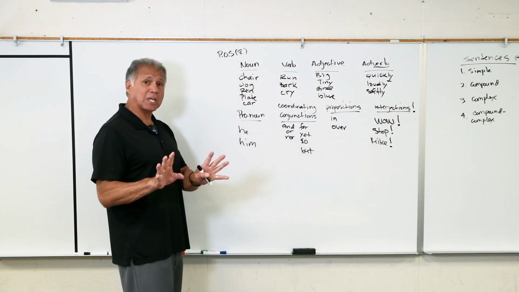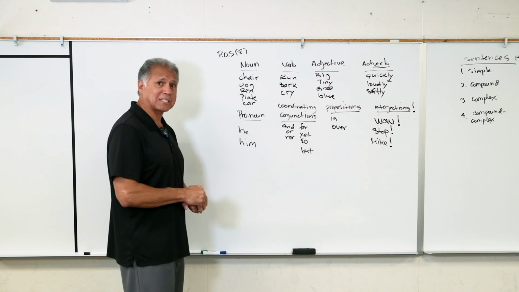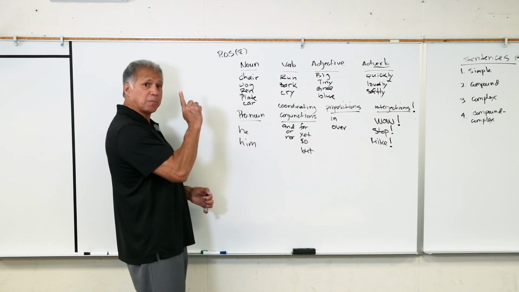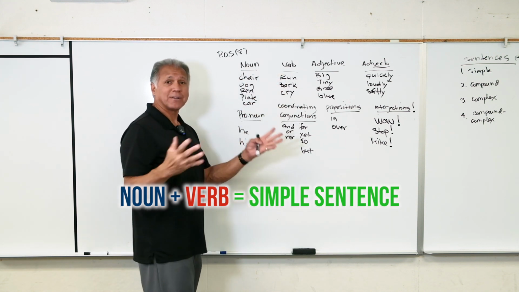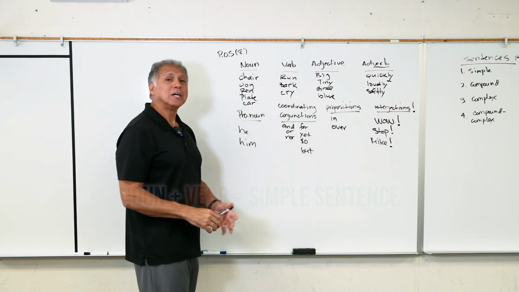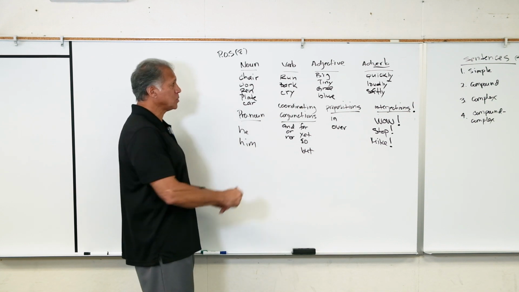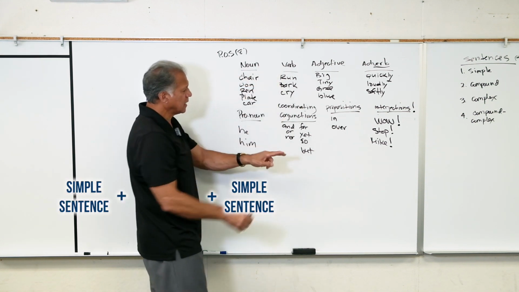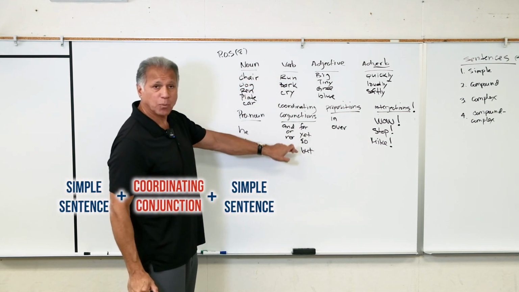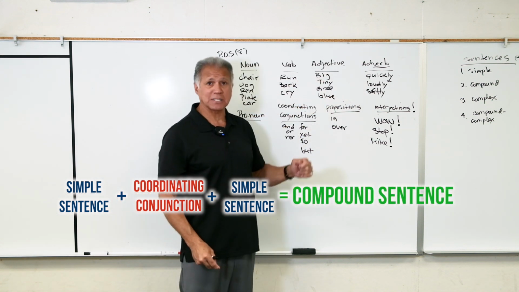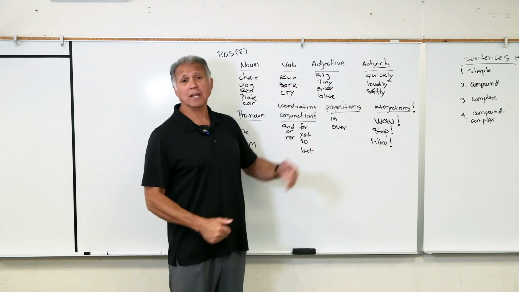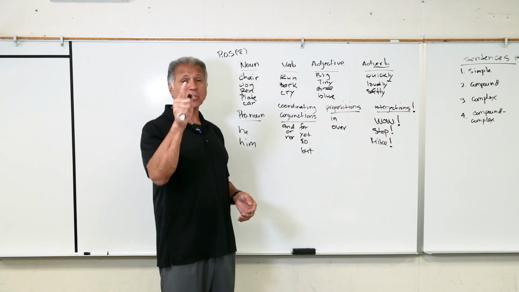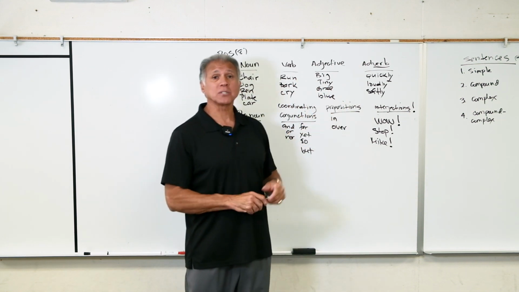To make a simple sentence, remember there's only 4 sentences in the English language. To make a simple sentence, all you do is combine a noun and a verb, and you have a simple sentence. To make a compound sentence, you take 2 simple sentences, connect them with one of these, any one of these, and you have a compound sentence. You've just learned 2 of the sentences before we even started that lesson. Okay? I'll see you in the next lesson as we move on to write sentences.